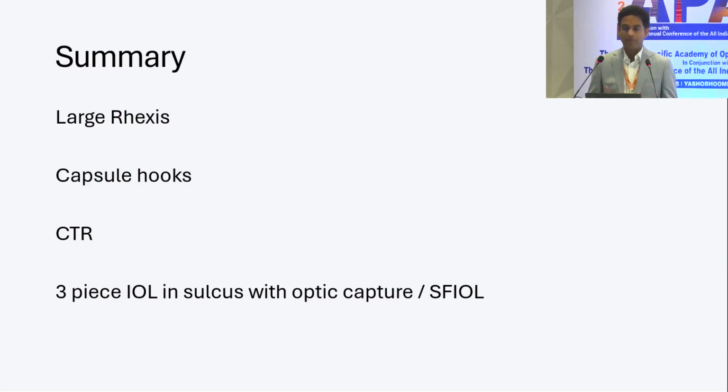And again, depending on the degree of zonular dialysis, you can use a normal CTR, a single CTR with a single Cionni ring, or CTR with double Cionni ring. And for lens placement, you can either do SFIOL, ACIOL, or iris clip, or a 3-piece lens in the sulcus with optic capture. And thank you all.